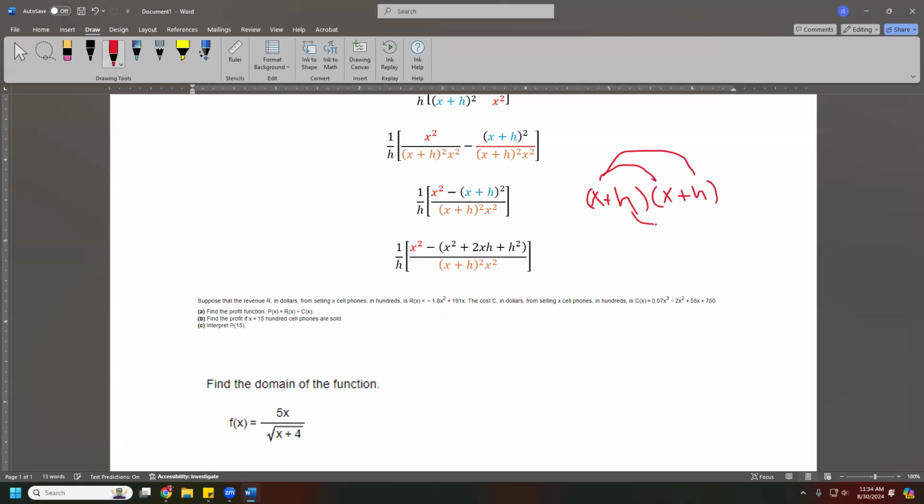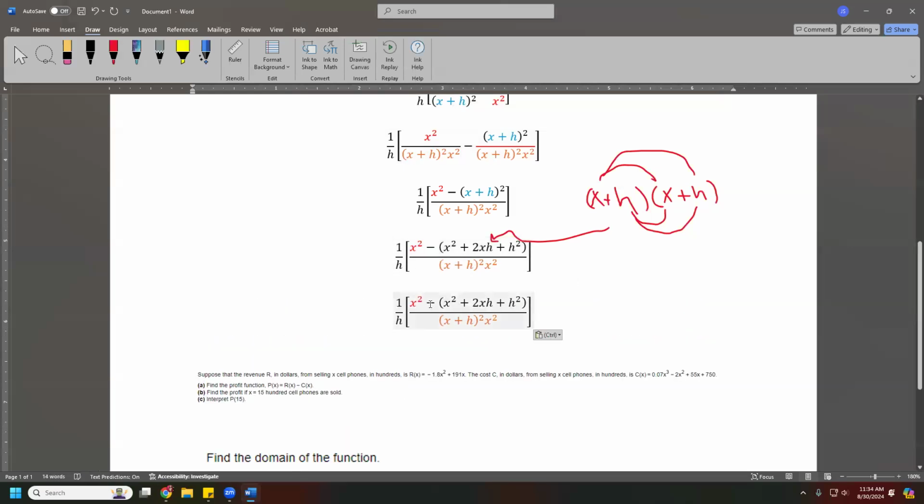And then I distribute, right? I do my little FOIL. And when I do that, it gives me this guy. Okay. And now I also need to remember to distribute this minus over here. So this is going to be minus x squared minus 2xh and minus h squared. And now I don't need the parentheses anymore.